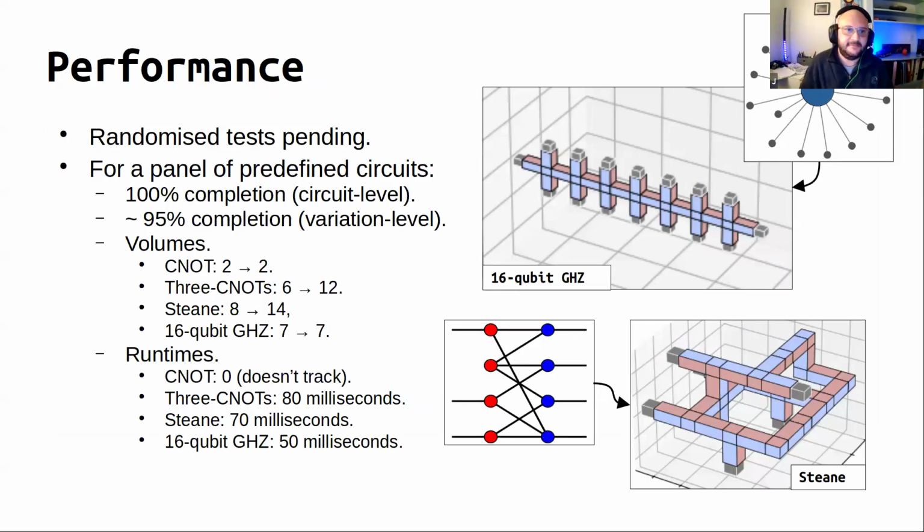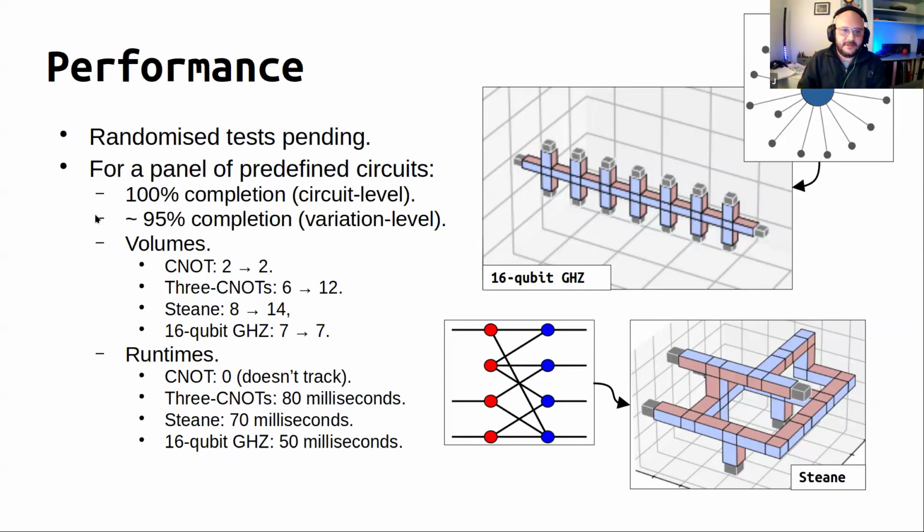As for performance, we have randomized tests pending. At the moment, we're testing with a panel of examples, and all the circuits that we have complete. However, I noted that the first initial choice is random between high centrality nodes, which means the circuit can start at a different position, and by extension, it will follow different paths. If you take all the paths across all the circuits, then we still have a few failures that we're looking at how to solve.